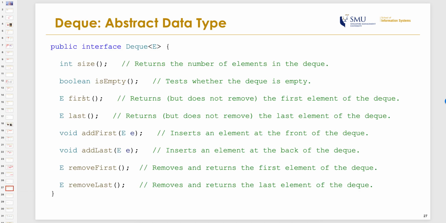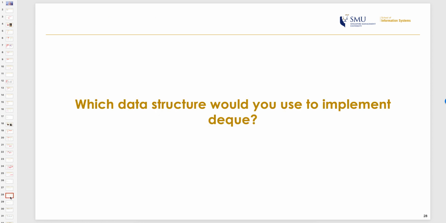So this is the abstract data type of deck. Here you have the first and the last, and you can either join the queue from the first or from the last, and we can also remove from the first or from the last. How would you implement a deck? Well, there are some very natural ways of doing this. So I'm just going to leave it to you as an exercise. All right.